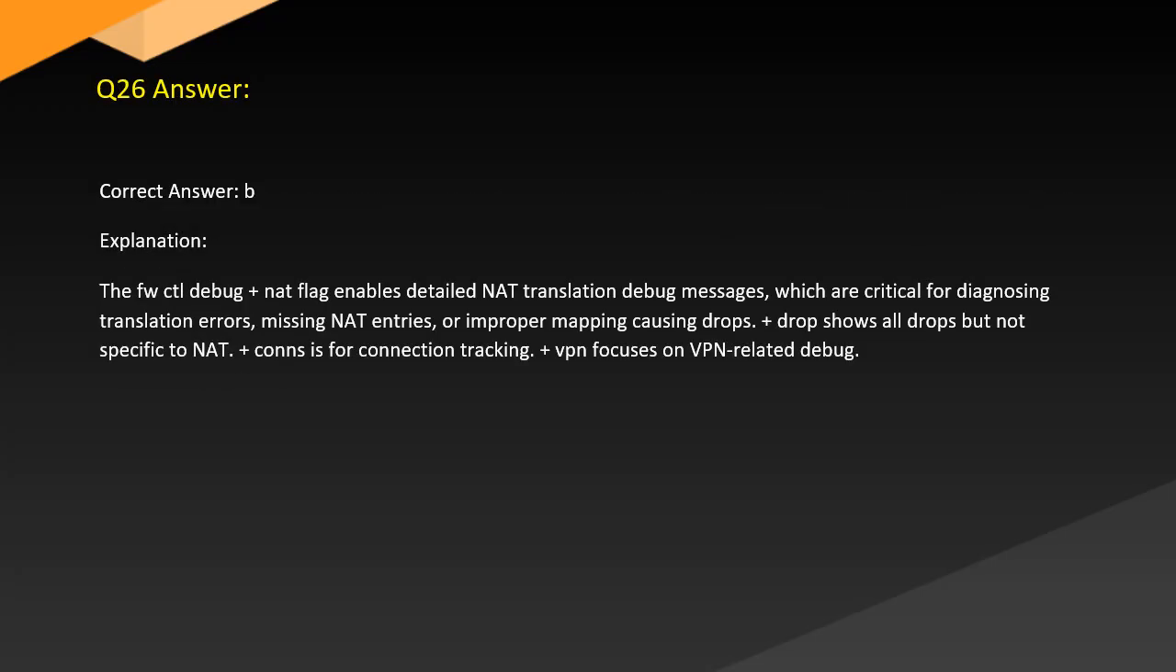Answer. Correct answer: B. Explanation. fw ctl debug plus nat flag enables detailed NAT translation debug messages, which are critical for diagnosing translation errors, missing NAT entries, or improper mapping causing drops. Plus drop shows all drops but is not specific to NAT. Plus conn is for connection tracking. Plus vpn focuses on VPN-related debug.